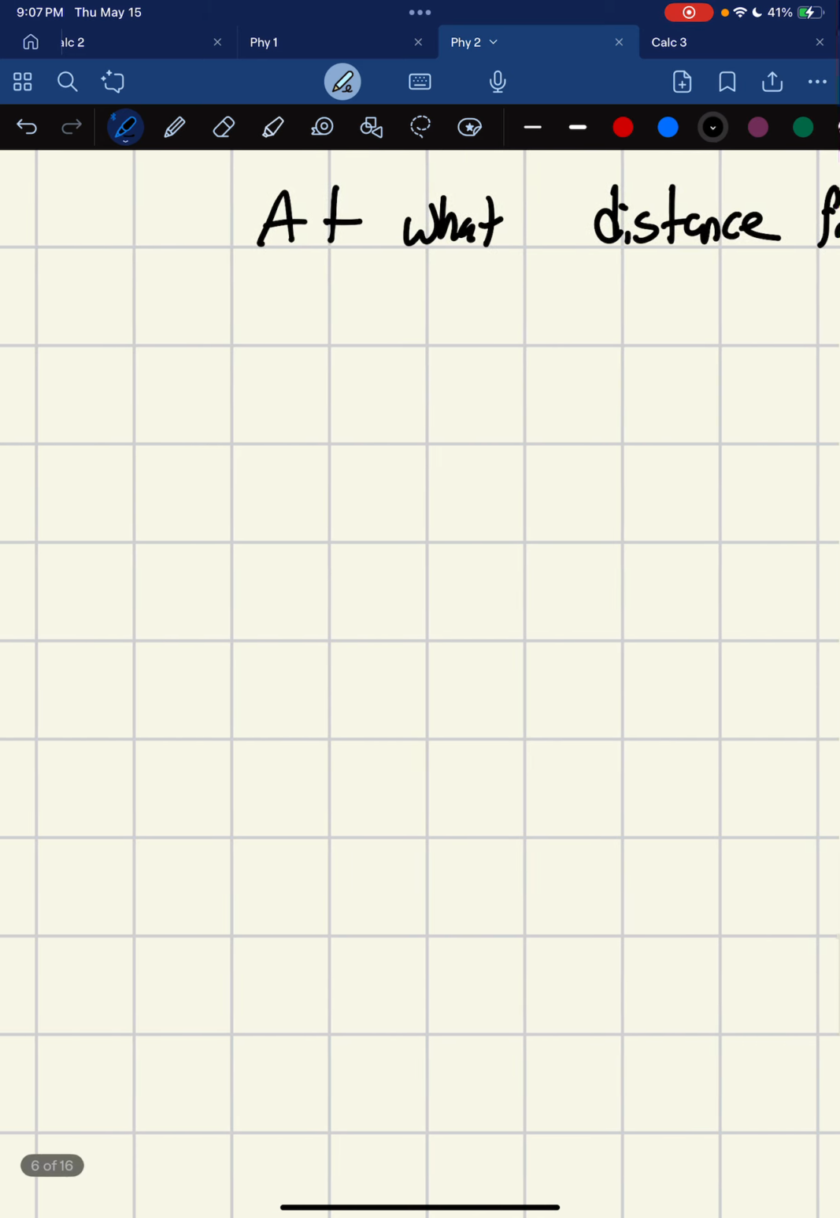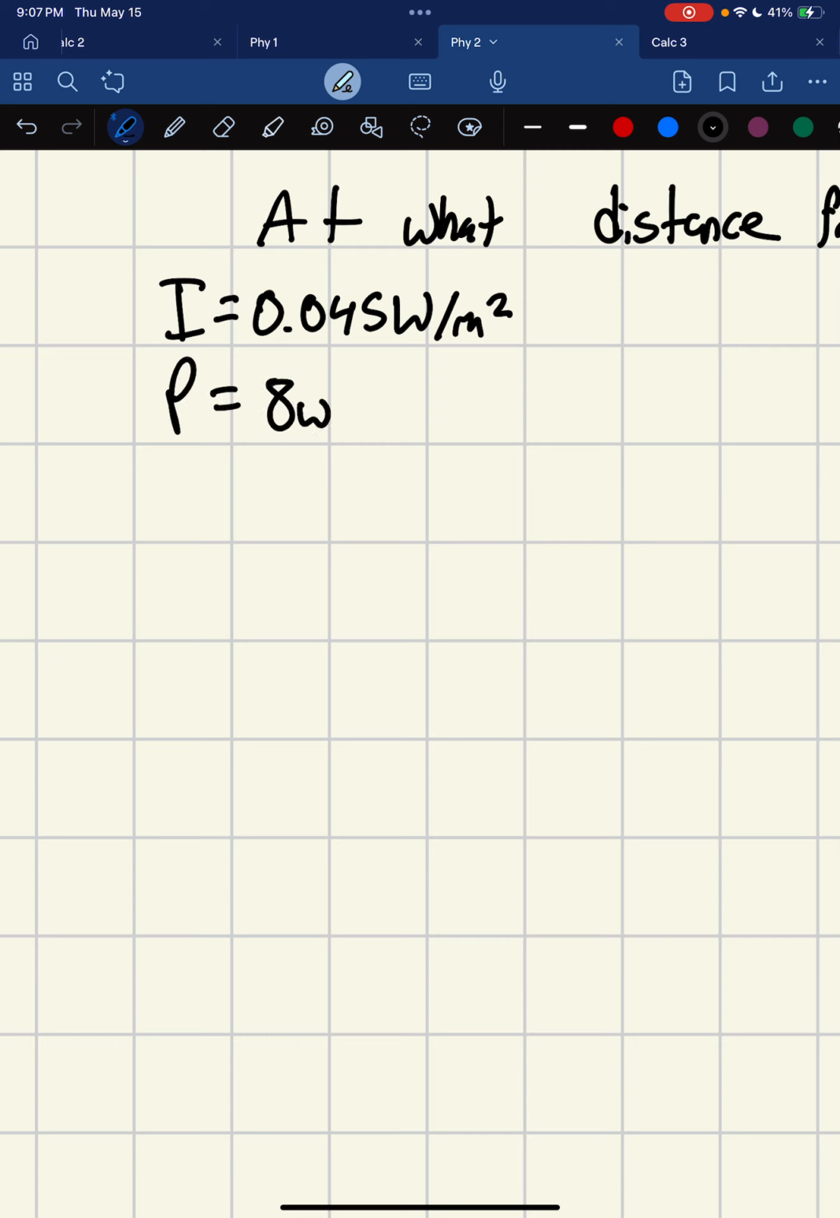So now it's asking me to find R, because I'm given I, 0.045 watt per meter squared. And I was given power, same problem, 8 watts. Now I'm looking for R.